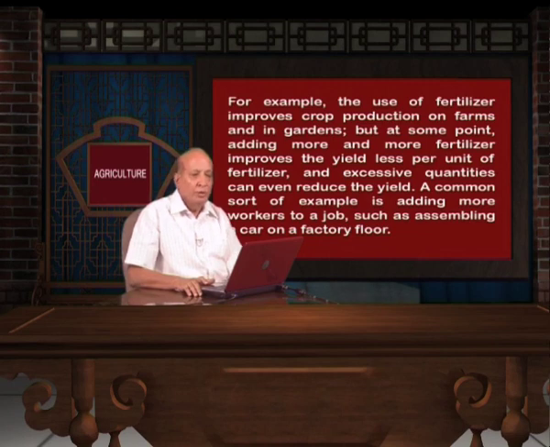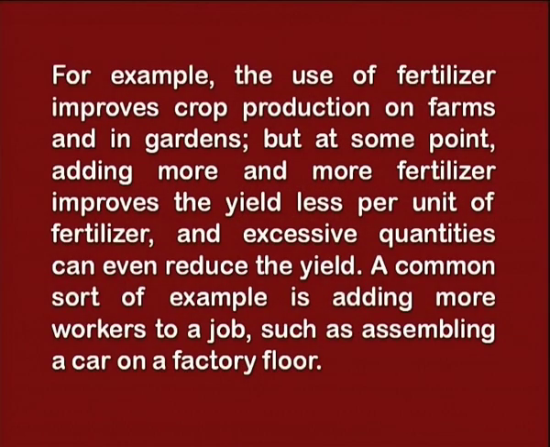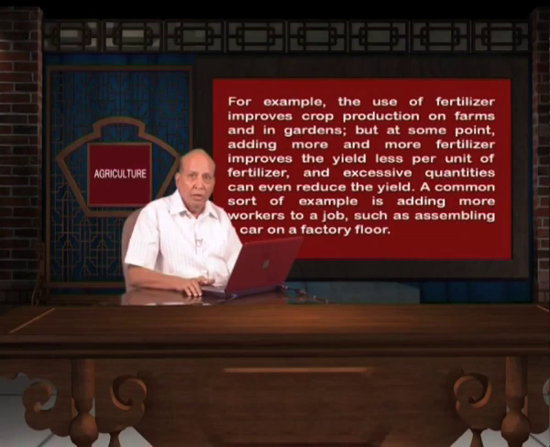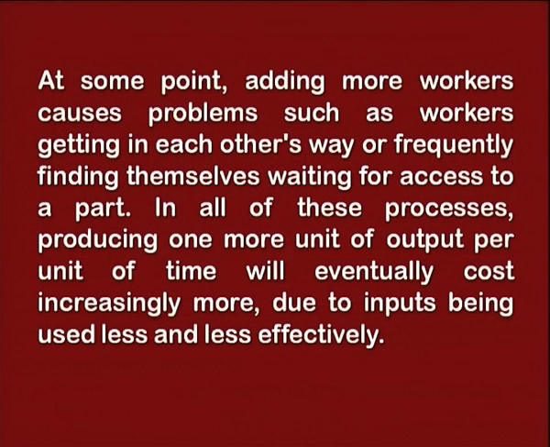For example, the use of fertilizer improves crop production on farms and in gardens, but at some point adding more and more fertilizer improves the yield less per unit of fertilizer, and an excessive quantity can even reduce the yield. In our agriculture, if more and more fertilizer is used, the stage will come when the crop yield will be reduced. We are going to see this later on.